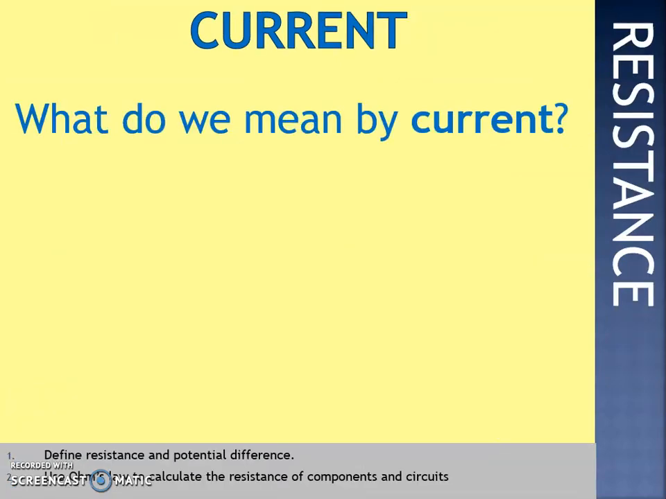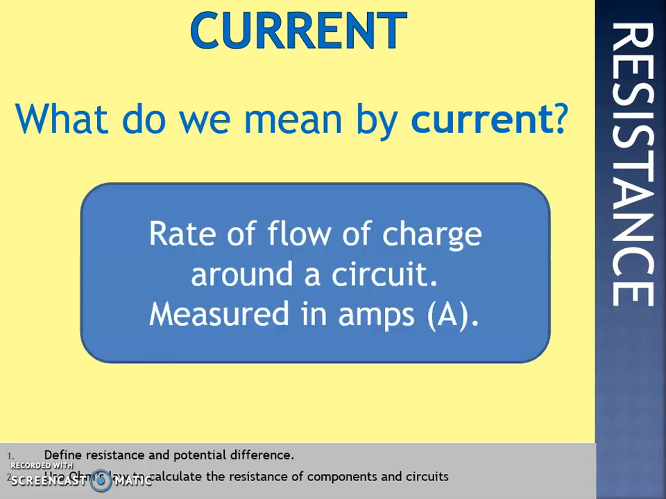Quick recurrence, what do we mean by current? Current is the rate of flow of charge around a circuit measured in amps. If you haven't got that definition down already, please take it down.